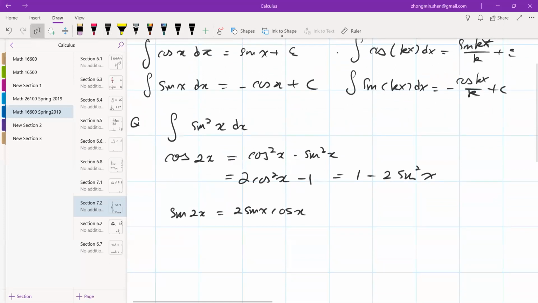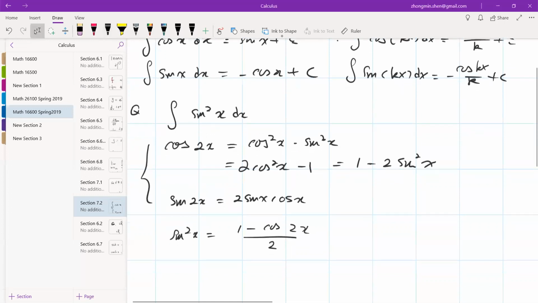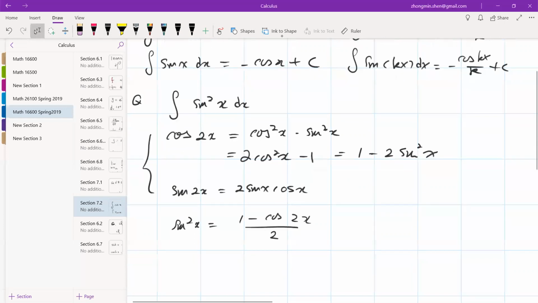All right, so those are the two formulas that will be used very often. Let's look at it. I want sine squared x. The above formula tells me sine squared x is going to be 1 minus cosine 2x divided by 2. You move 2 sine squared x to the left and cosine 2x to the right, and you get this.